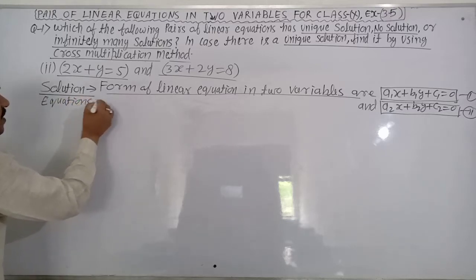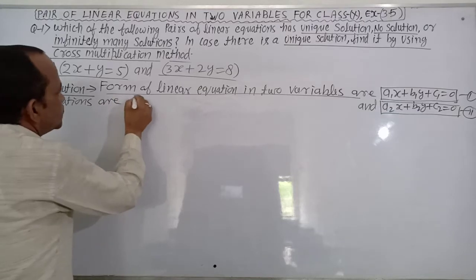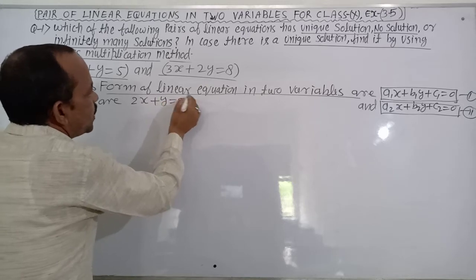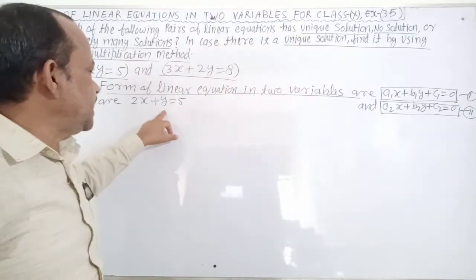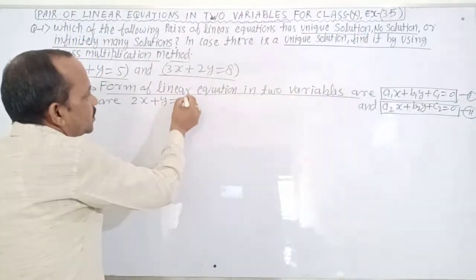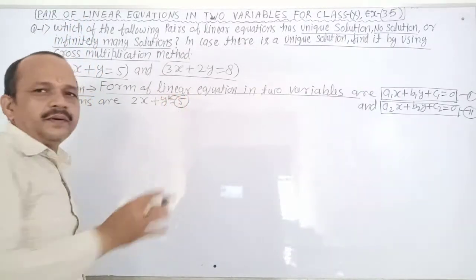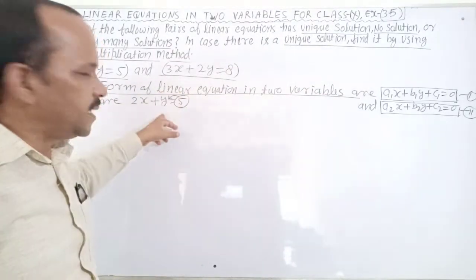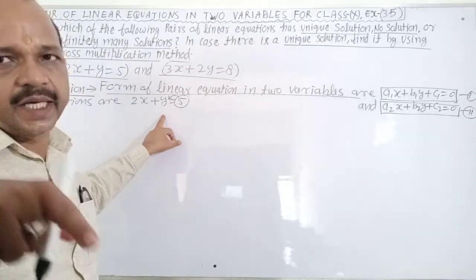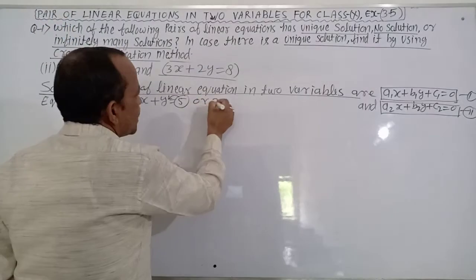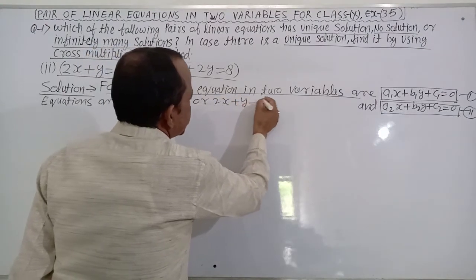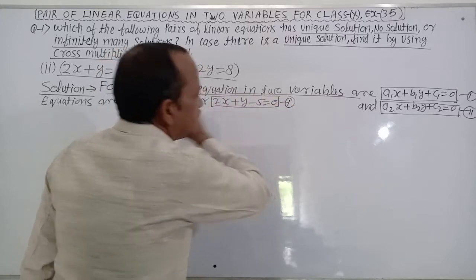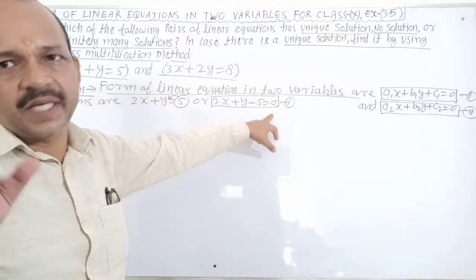Equations are 2x plus y equal to 5. You can write it on left side of equal. 5 is with positive sign. When you write it on left side of equal, then it becomes with negative sign. It becomes 2x plus y minus 5 equal to 0. It is equation first. Clear?